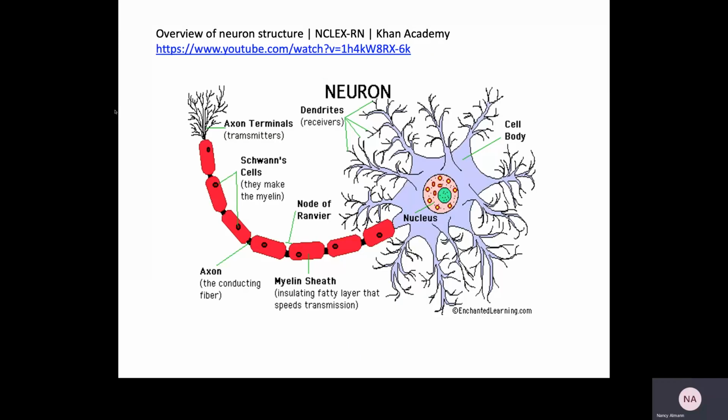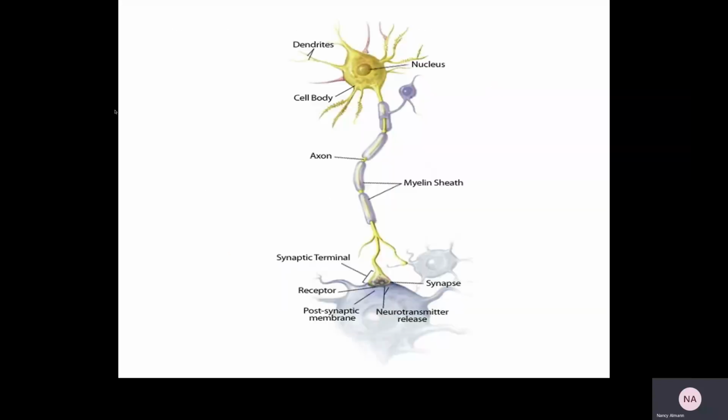Remember the Schwann cells we just talked about? In the peripheral nervous system, each Schwann cell makes a single myelin sheath. Back to this picture, the oligodendrocytes make multiple myelin sheaths for multiple axons.